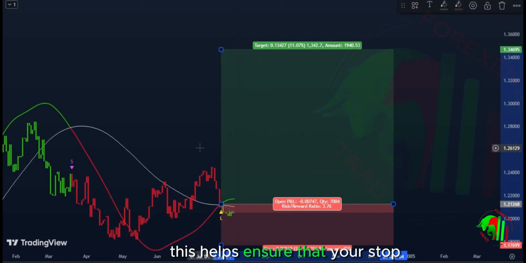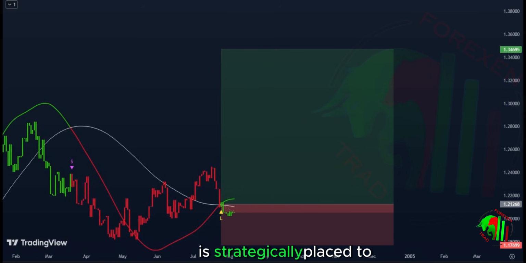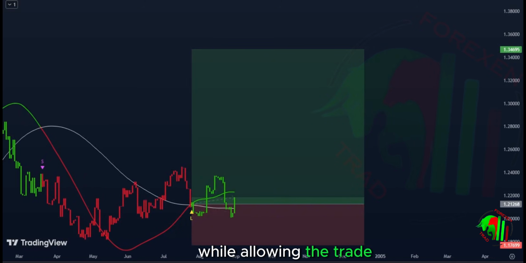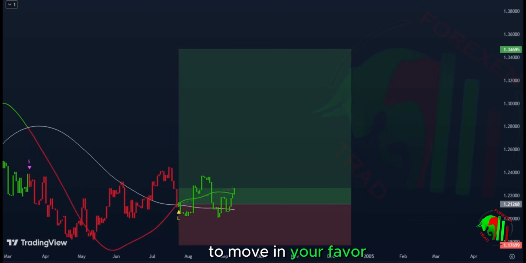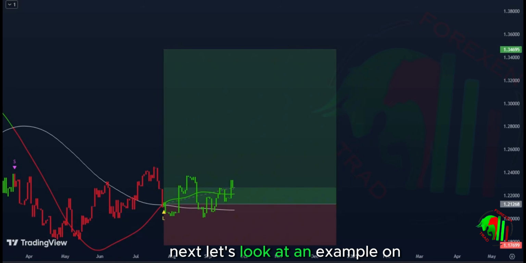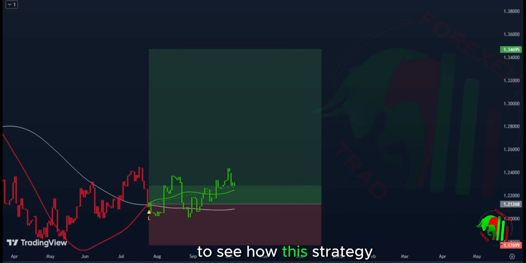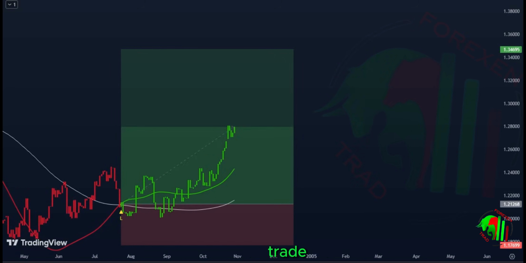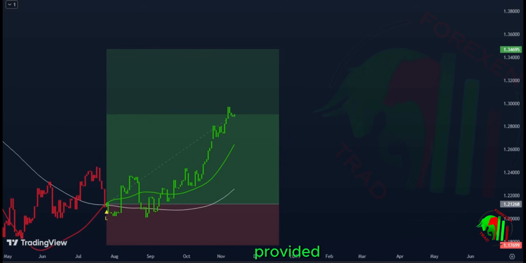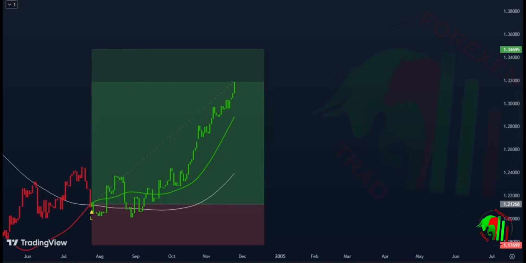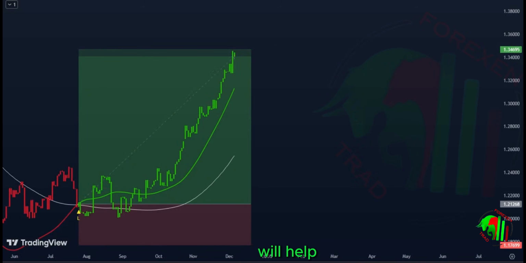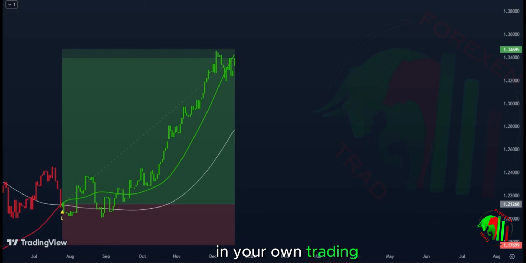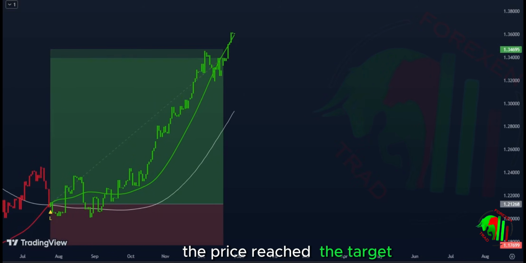This helps ensure that your stop loss is strategically placed to minimize potential losses, while allowing the trade enough room to move in your favor. Next, let's look at an example on the chart to see how this strategy works in real time. We'll analyze a recent trade and observe how the indicator provided entry and exit signals. This practical demonstration will help you better understand how to apply these principles in your own trading. The price reached the target.